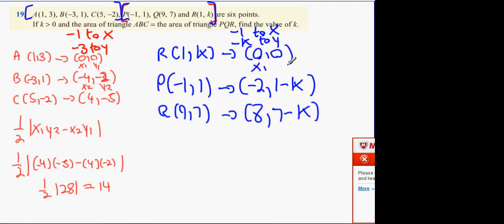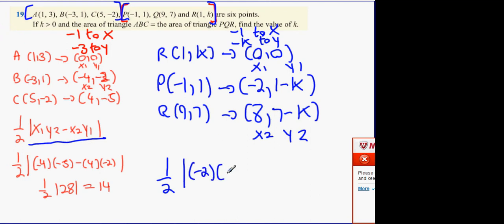Now we're at x1, y1, x2, y2. Use the same formula as last time. We're going to get a half the modulus of x1, which is minus 2, multiplied by y2, which is 7 minus k. And then the other one's going to be minus 8, bracket 1 minus k. Yeah, it's okay, 1 minus k, it's alright.